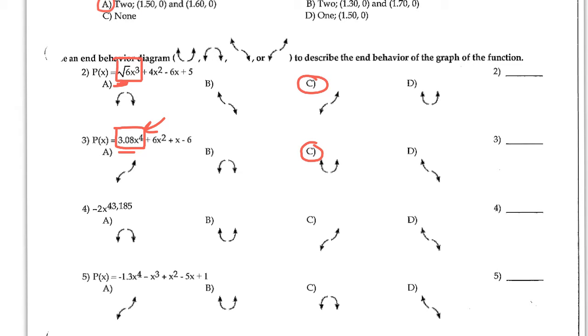Number 4, find the dominant term. Well, there's only one term, so this is the dominant term. The exponent is odd. Therefore, they'll go in opposite directions. The lead coefficient is negative. Therefore, the more I go to the right, the more it goes down. D. Number 5, look for your dominant term. The dominant term is right here. It is an even exponent. Both ends will go the same way. It is a negative coefficient, so they'll both go down.